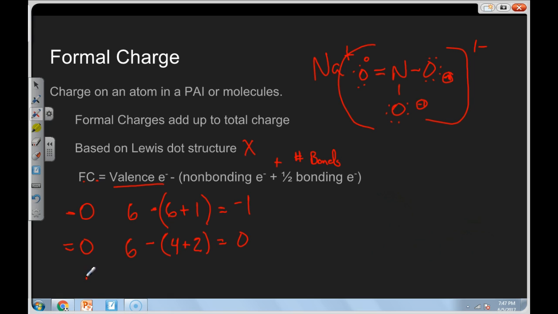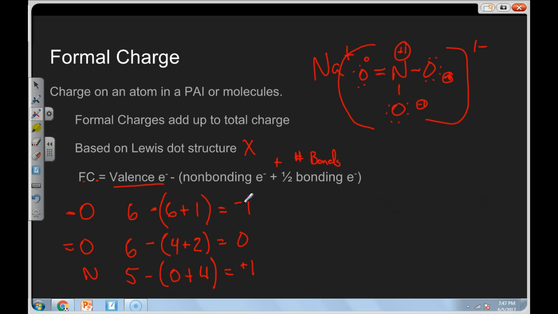Now the nitrogen in the middle, there's only 1 nitrogen. Nitrogen has 5 valence electrons, that's how many it normally would have. Then we subtract how many non-bonding electrons, which are none, and then the number of bonds, which is half the number of bonding electrons. Either way we think about it, we come up with 4. So 5 minus 4 is equal to a plus 1. Now we have plus, negative, negative.